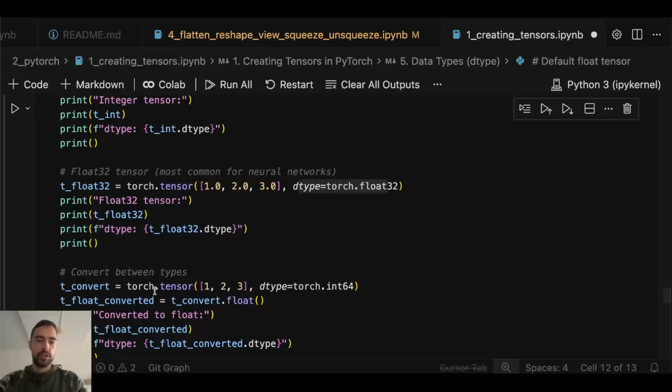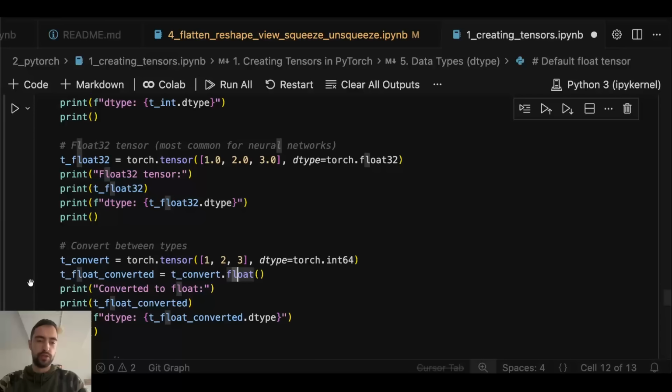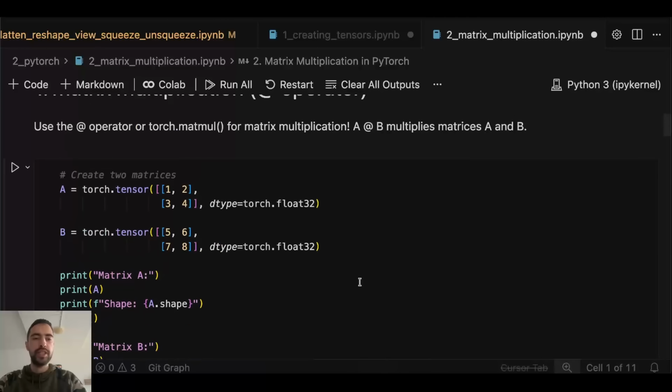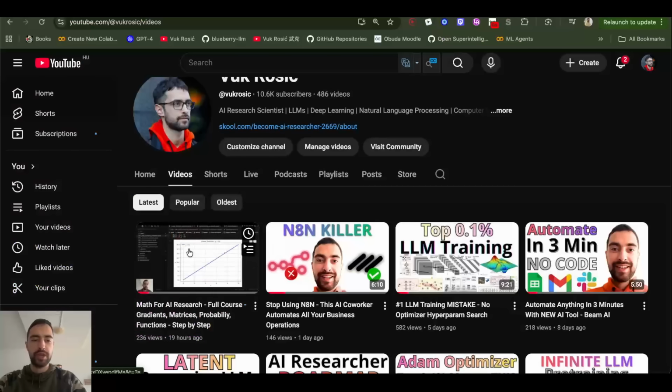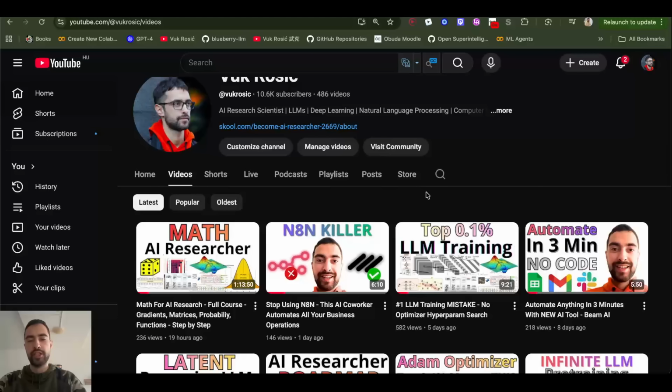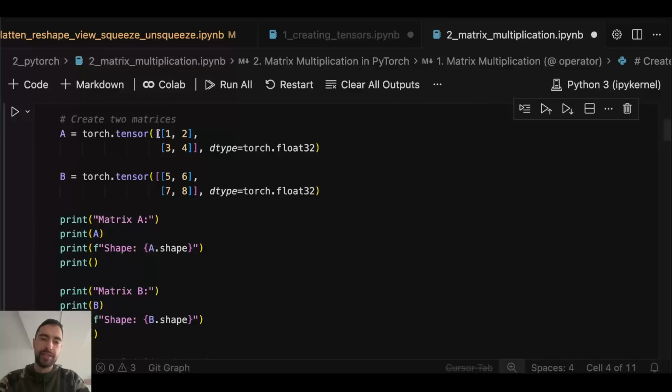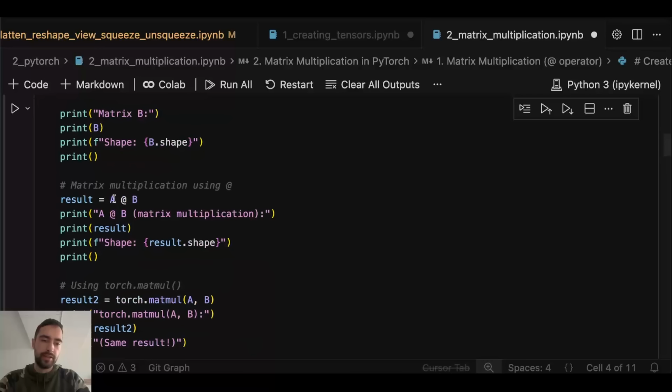You can also convert. So if you have int64, you say tensor dot float, and it will convert to float32. For the next one, you would need to know how matrix multiplication works in mathematics. You can just watch my video here, Math for AI Research, or you can type "how to multiply matrices, matrix multiplication" on YouTube. If you know how matrices are multiplied, dot product between this row and this column, you need to understand that. Then we can go further, and this is the operator to multiply matrices.